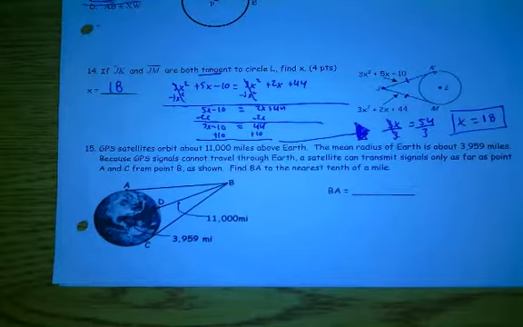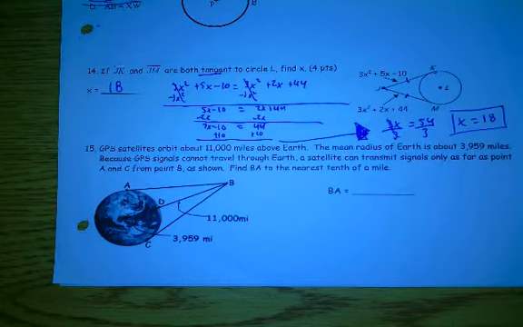Alright, interesting. Here's what we know. We are looking for BA. So I'm going to highlight what BA is. Okay. Here's the only thing that we know. We know that from here to here is 1,100, and we know that from here to here is 3,959 miles.